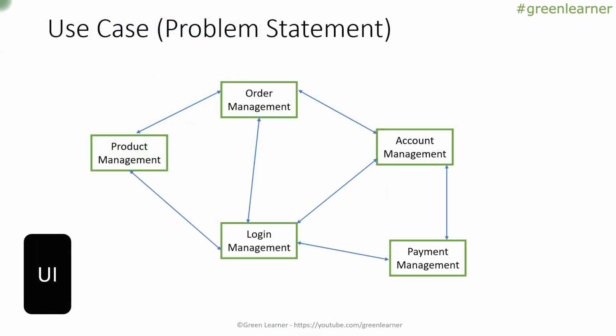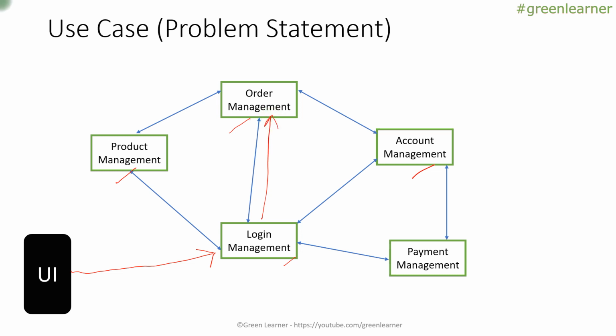These are the different components, different services of an online shopping portal: product management, order, account, payment, and login management. And this is the user interface where the user is requesting something. First of all, the user logs into the system. After login, for example, the user is trying to place some order. So where will the request go? The request will come to the order management.